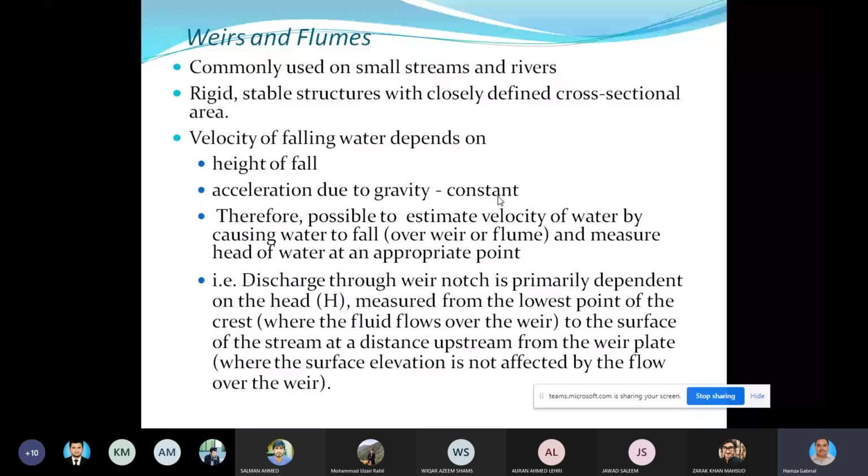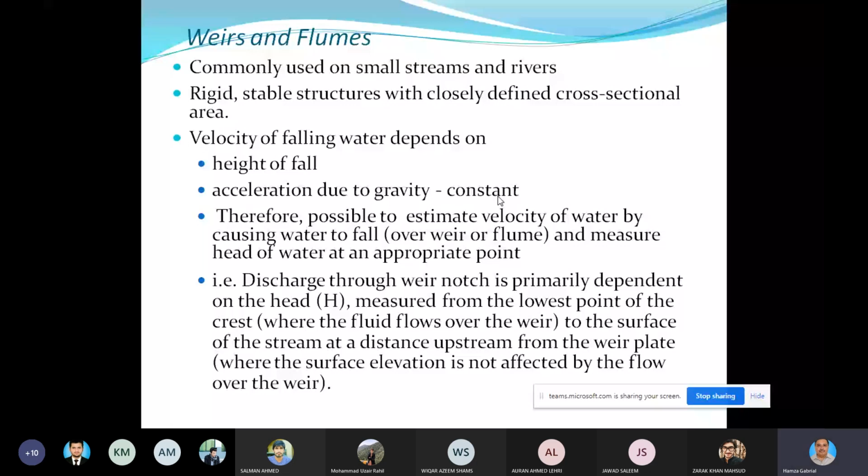And the velocity of falling water depends on the height of fall and the acceleration due to gravity, which is a constant. So therefore, it is possible to estimate the velocity of water by causing water to fall over a weir or a flume and measuring the head of water at an appropriate point upstream.